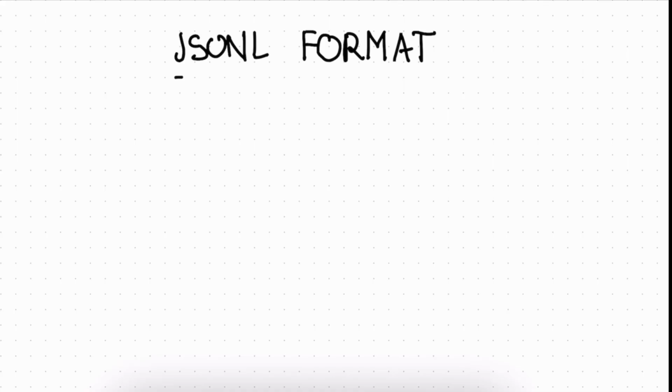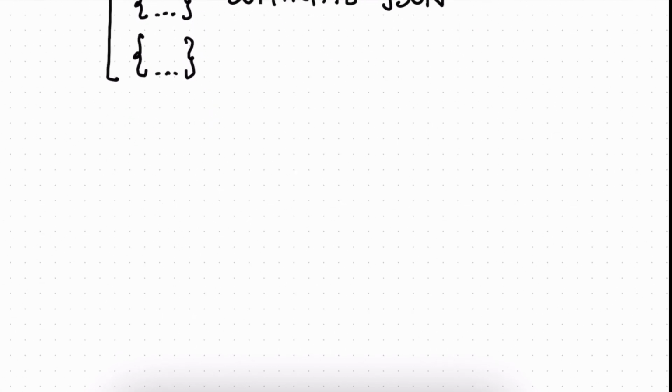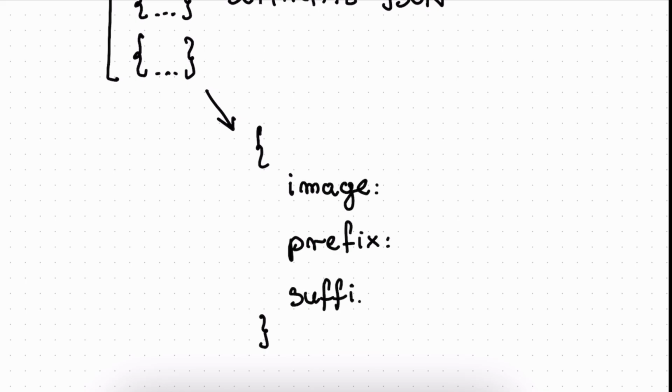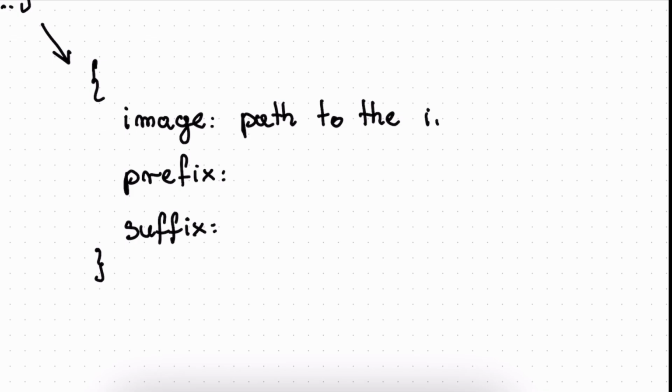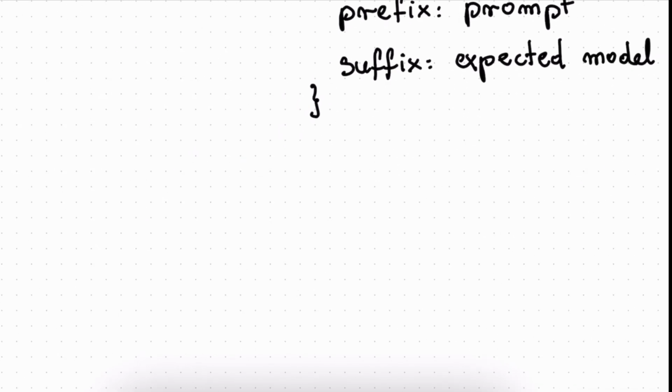To fine-tune PaliGemma, we'll need a dataset in JSONL format. It's similar to JSON, but each line is an independent JSON object. Each JSON contains three keys: image, prefix, and suffix. Image holds the path to the associated image. Prefix is the prompt that we are going to send to the model, and suffix is the expected response. It's simple but versatile and allows us to fine-tune the model for various downstream tasks.